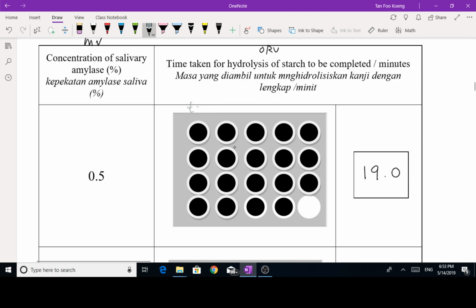The first group corresponds to t equals 0. Then this is t equals 1, 2, 3, 4, then we have 5, 6, 7, 8, 9, 10, 11, 12, 13, 14, 15, 16, 17, 18. At t equals 18, the iodine is still blue-black. So it is at 19 minutes that the iodine remains yellow, which means the starch has been completely hydrolyzed at this time.